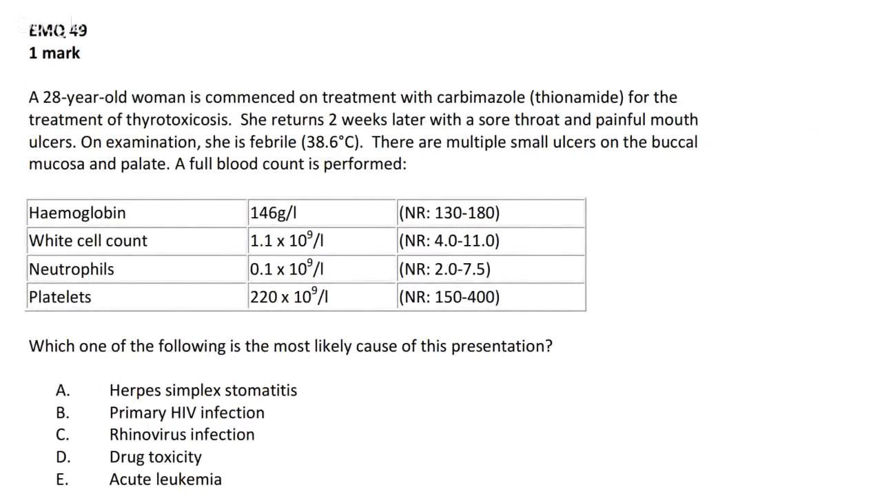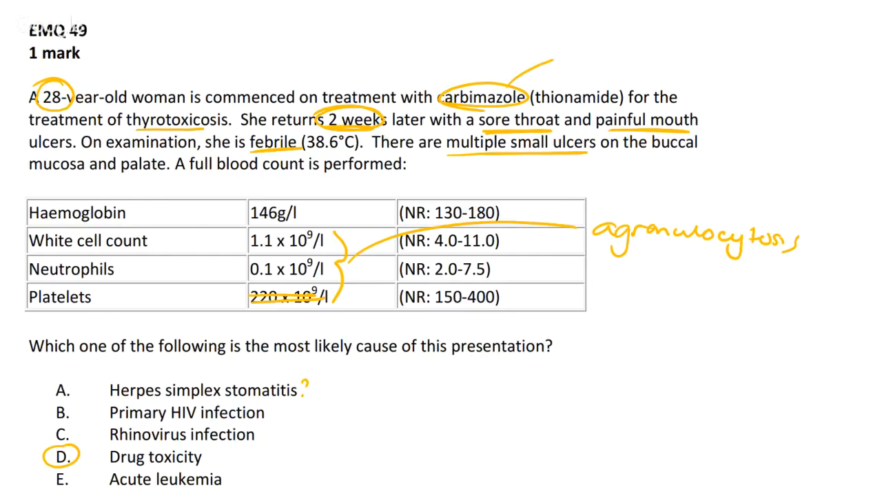Okay. So this patient is very young. They're on carbimazole for the treatment of thyrotoxicosis. 2 weeks later, so very acutely, she has a sore throat, a painful mouth, is febrile, and has multiple small ulcers on her mucosa and palate. So what do we call this? That's normal, so it's not pancytopenia, but she has agranulocytosis. So this is a secondary effect of the carbimazole, drugs.